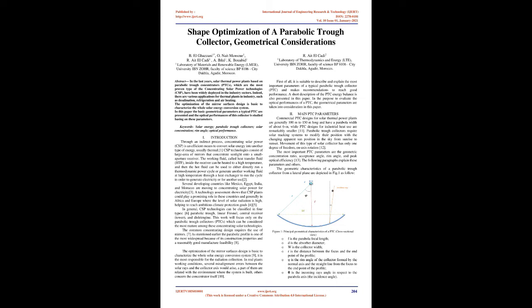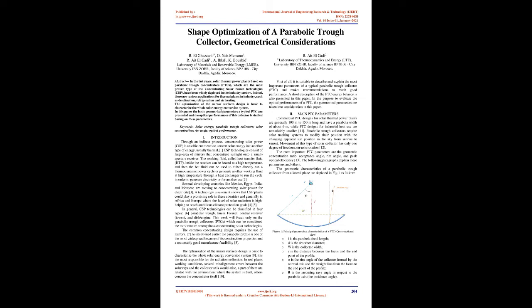Several developing countries like Mexico, Egypt, India, and Morocco are moving to concentrating solar power for electricity. A technology assessment shows that CSP plants could play a promising role in these countries and generally in Africa and Europe, where the level of solar radiation is high, helping to reach ambitious climate protection goals.